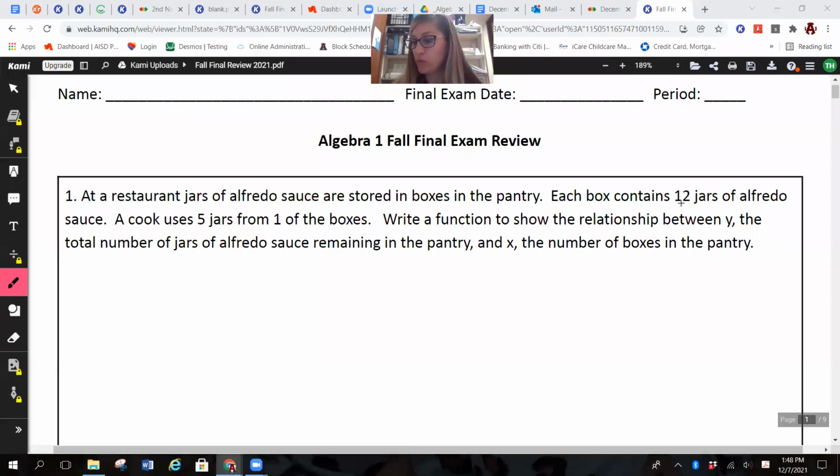Hey guys, we are going to do fall final review questions 1 through 11 today. I'm hoping that you went ahead and attempted each of these 11 questions on your own. Today we're going to try to iron out any misconceptions, any issues you had as you worked through questions 1 through 11. Remember, if I write something, if I highlight something, I need you to also do the same on your paper.